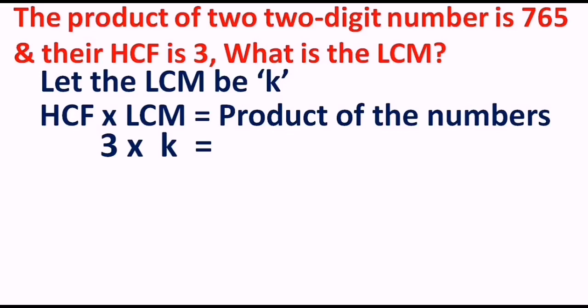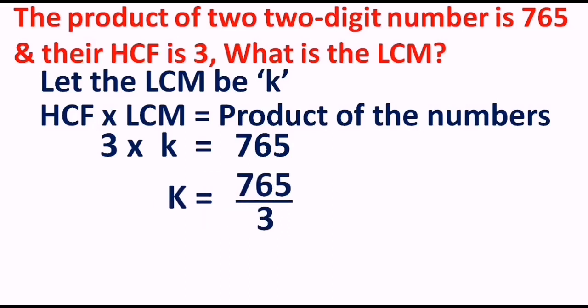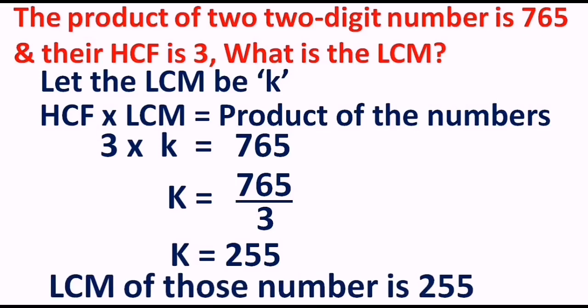Okay, and the product of the numbers is already given to me, that is 765, and the way I told you, the number which is present along with the letter in the multiplication should be moved to the other side of the equality in division, right? And that makes k equals 765 upon 3, and when you do the normal division, you get the answer 255, and that is why the LCM of those numbers is nothing but 255.